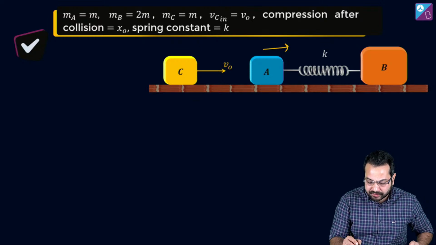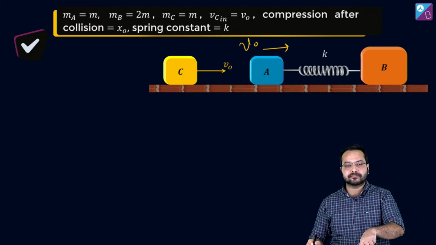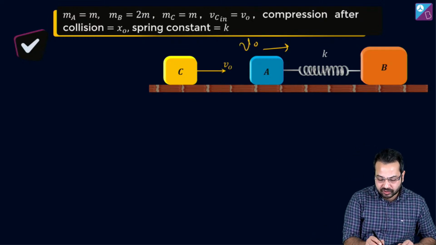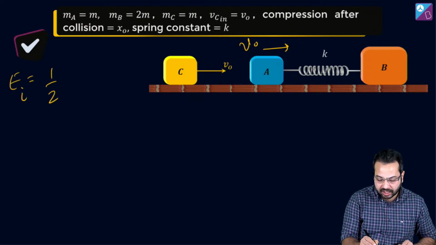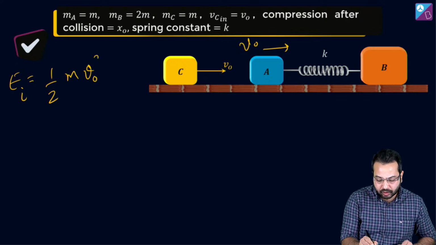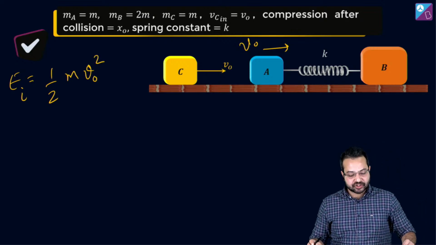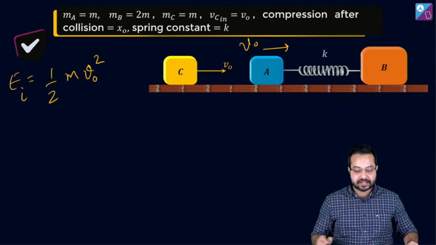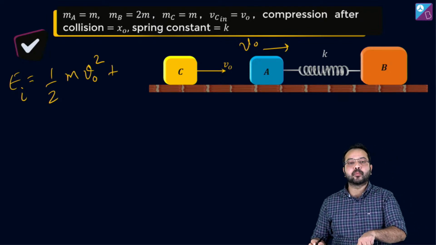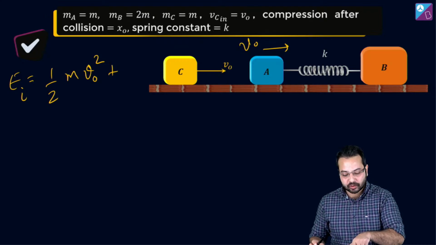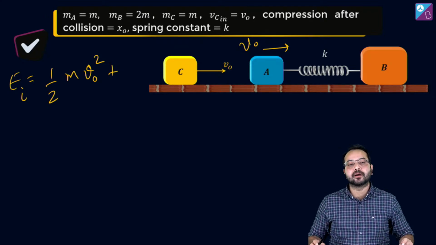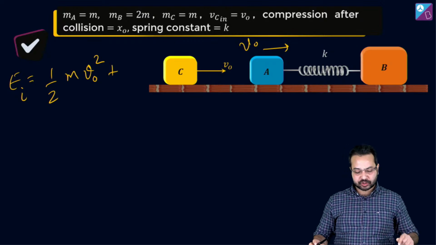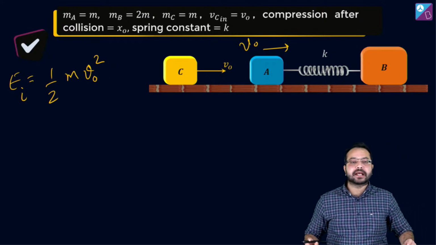So initially what was the velocity? The velocity was v0. So what is the initial mechanical energy? The initial mechanical energy is half m into v0 square. Block B does not have any kinetic energy and the potential energy of the spring is 0 because the spring is uncompressed. There is no elongation or compression of the spring. So this becomes the initial mechanical energy.